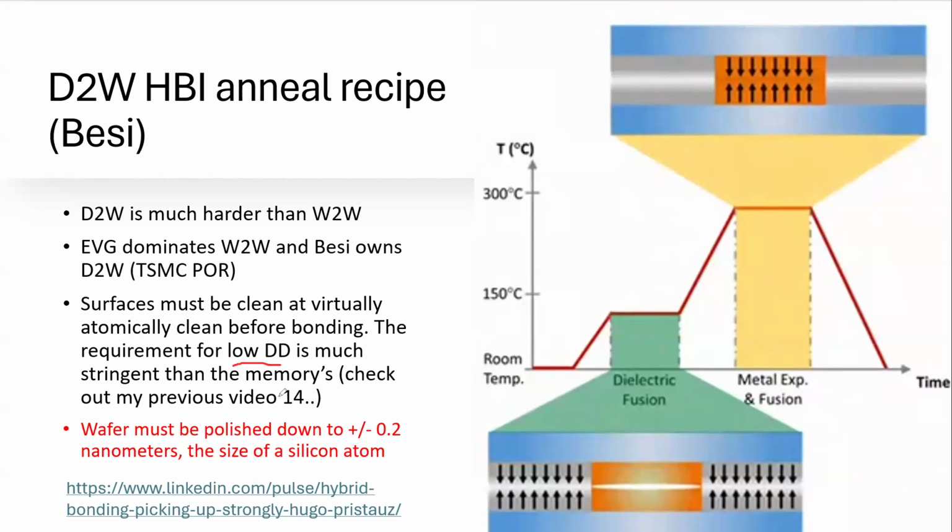But that luxury is not going to happen for die to wafer. Die to wafer is going to be very strict. The defect density has to be low, much lower than the memories. And the wafer must be polished down to plus or minus 0.2 nanometer, the size of a silicon atom. Imagine you are picking up a small die about 1 centimeter square, putting it on a 300 millimeter wafer, and then everything has to be polished that flat, and that's a very big challenge.